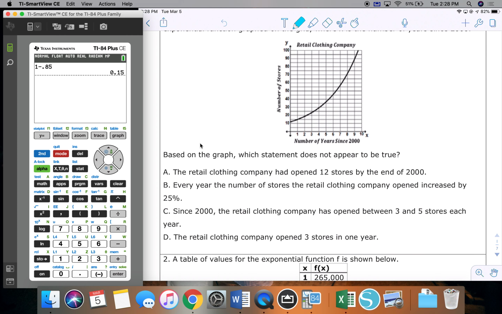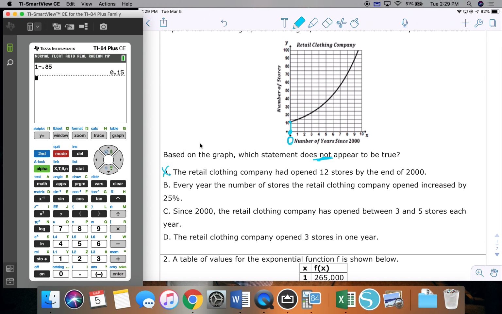So the retail clothing company had opened 12 stores by the end of 2002. So remember, this is number of years since 2000, so 0 years have passed, and that does look about 12. They've asked us which is not true, so that's not going to be it. Every year, the number of stores opened increased by 25%. That looks to be true. Let's say if we thought this was 12, then this is 15, that's 20, 25, 30, 35. Yeah, this is pretty close to a fourth.